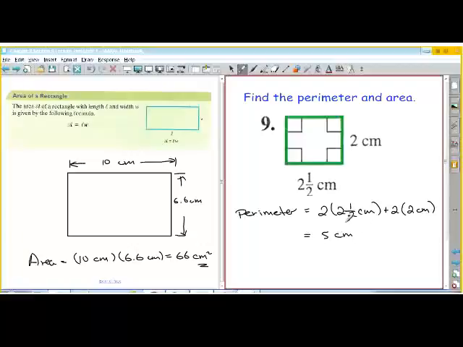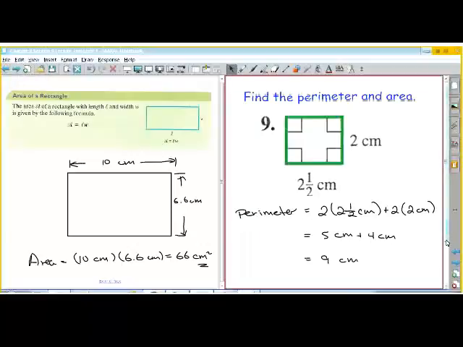So we get 5 centimeters: 2.5 times 2 is 5, and then 2 times 2 is 4. So the answer is 9 centimeters. If we were to drive around the edge of this with a little speedometer or an odometer, we would have a total of 9 centimeters. 2.5 plus 2 is 4.5. 4.5 plus 2.5 is 7. 7 plus 2 is 9. So that's what that is.